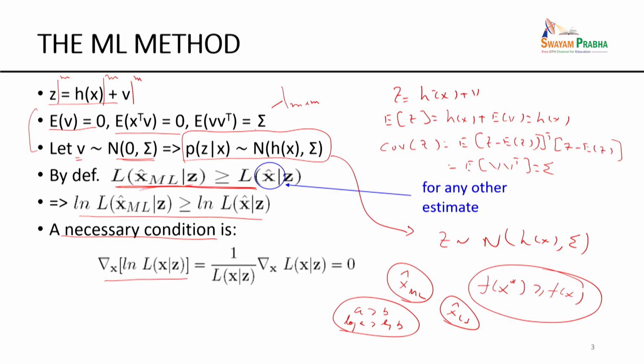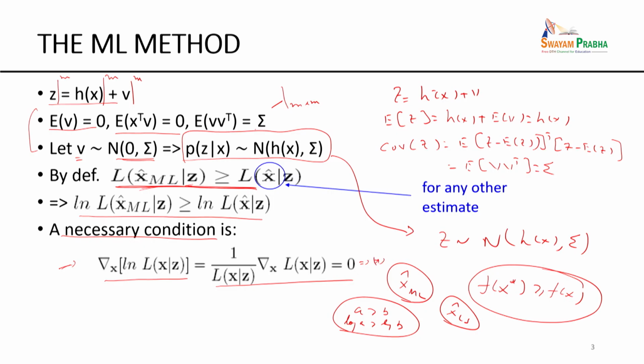You all know d by dx of log x is 1 over x. So by applying the chain rule, the gradient of the log of the likelihood function is 1 over the likelihood function times the gradient. At the maximum, this gradient must be 0. So this is the necessary condition for maximizing the likelihood function. The x hat ML is obtained by solving this equation star.